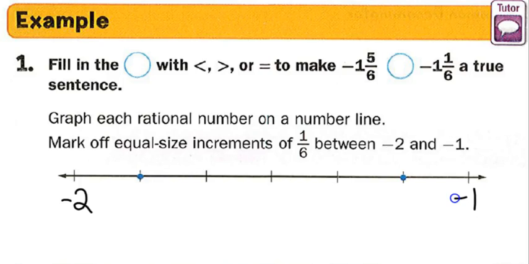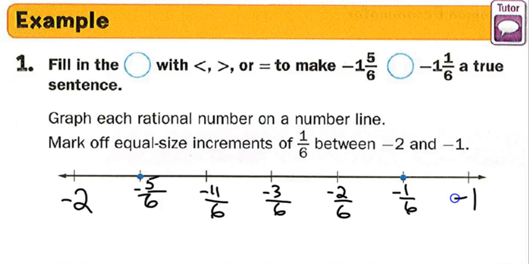So this would be negative 1 and 1/6, negative 1 and 2/6, negative 1 and 3/6, negative 1 and 4/6, negative 1 and 5/6. Doesn't look like a 5, that looks like 6/6. Let's clean that up. 5/6, and then negative 2, the whole number, would be negative 6/6. So there's how the whole thing would look on the number line.